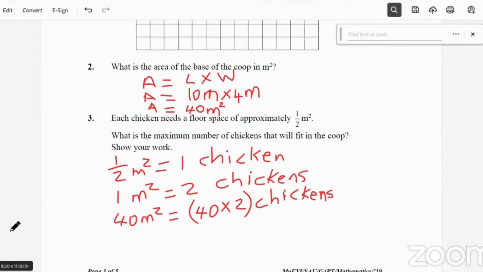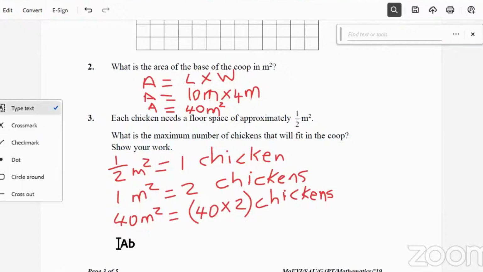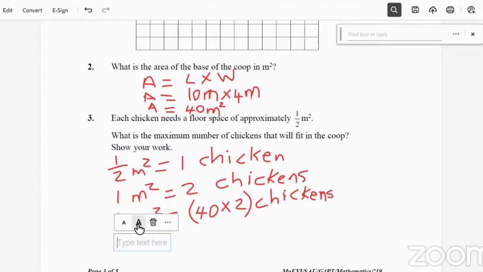All right, so 40 meters square. So since for 1 meter square we could fit 2 chickens, half meter square for 1 chicken, 1 meter square, we could fit 2 chickens. So for 40 meters square, we could fit 40 times 2, because 2 in each of those. So for the maximum number of chickens, you could write a sentence. Just using this so that I'm able to do it a lot faster.